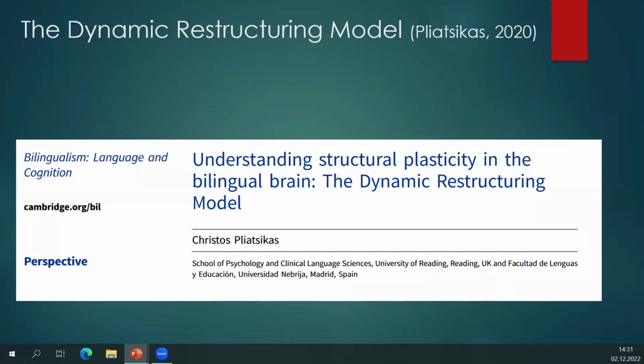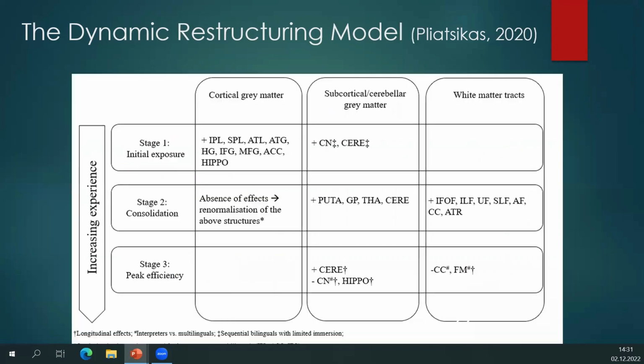So, as I said, you either drop this or you try to make sense. So I chose to try to make sense. In 2020, I came up with a model of how this change in the bilingual brain can be explained, taking a few pages from the general experience of neuroplasticity, which I call the Dynamic Restructuring Model, which looks like this.